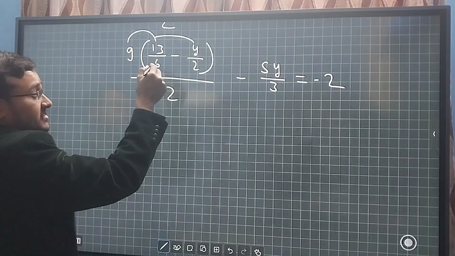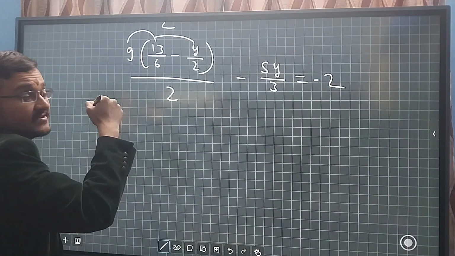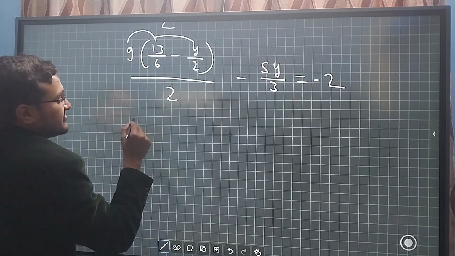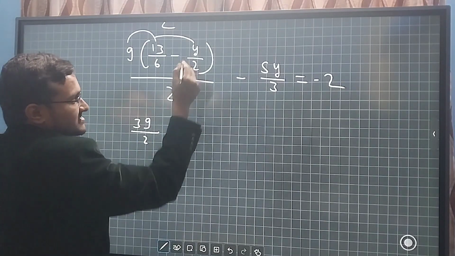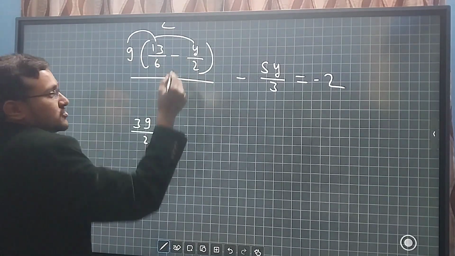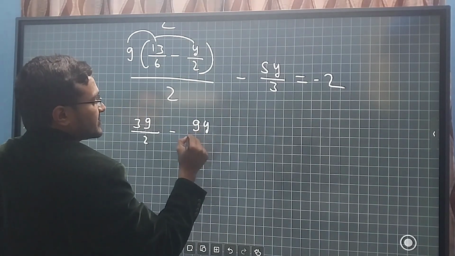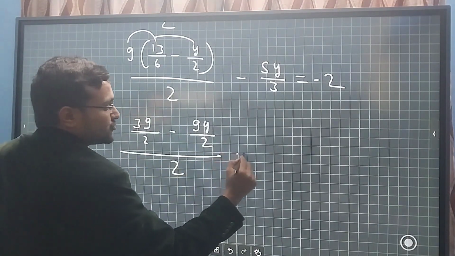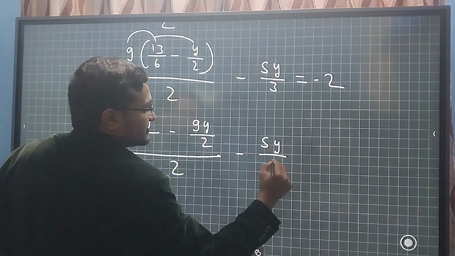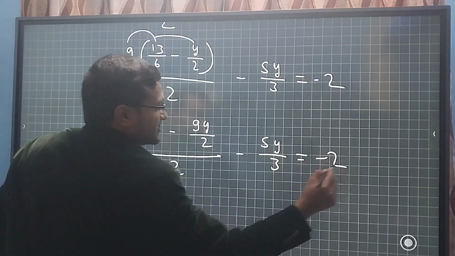So 3 2s are 6, 3 3s are 9. So 13 into 3 will be 39. In the denominator we will be having 2 minus y by 2 into 9, so minus 9y by 2. So whole divided by 2 is there. So whole divided by 2 minus 5y by 3 is equal to minus 2.